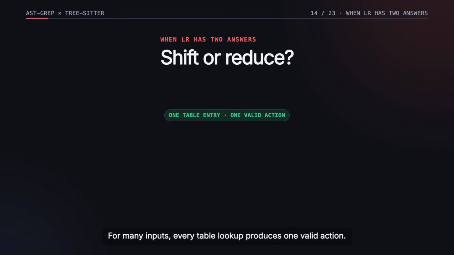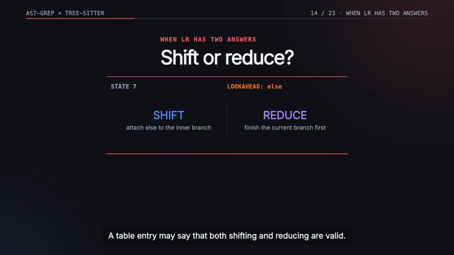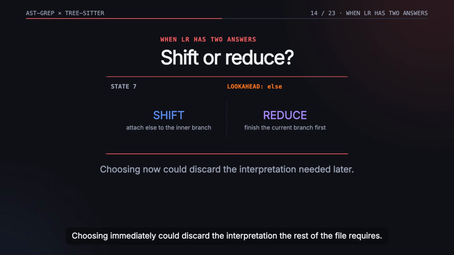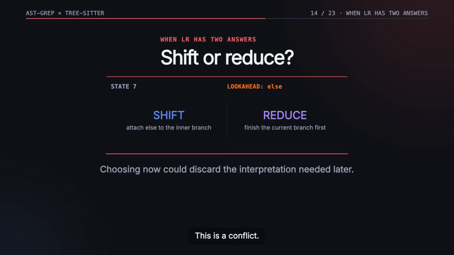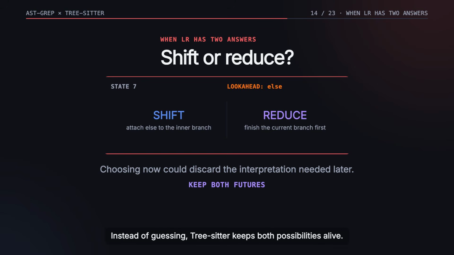For many inputs, every table lookup produces one valid action. Real programming language grammars are not always so cooperative. A table entry may say that both shifting and reducing are valid. The correct choice may depend on tokens that have not arrived yet. Choosing immediately could discard the interpretation the rest of the file requires. This is a conflict. Instead of guessing, Tree-sitter keeps both possibilities alive.